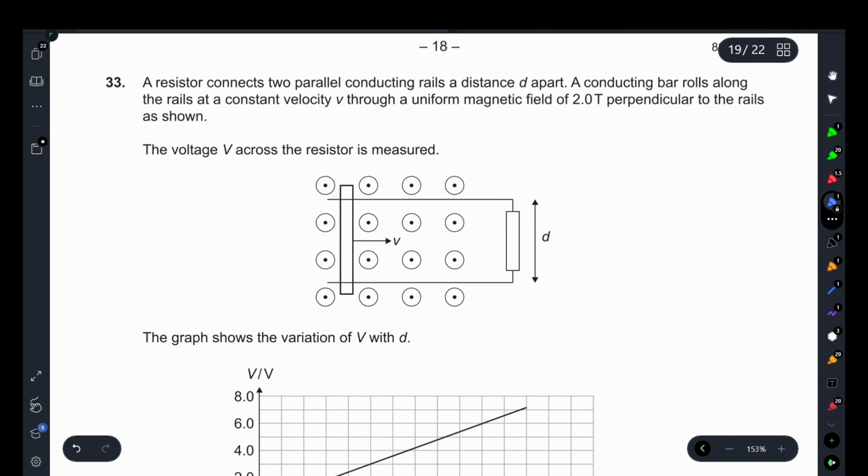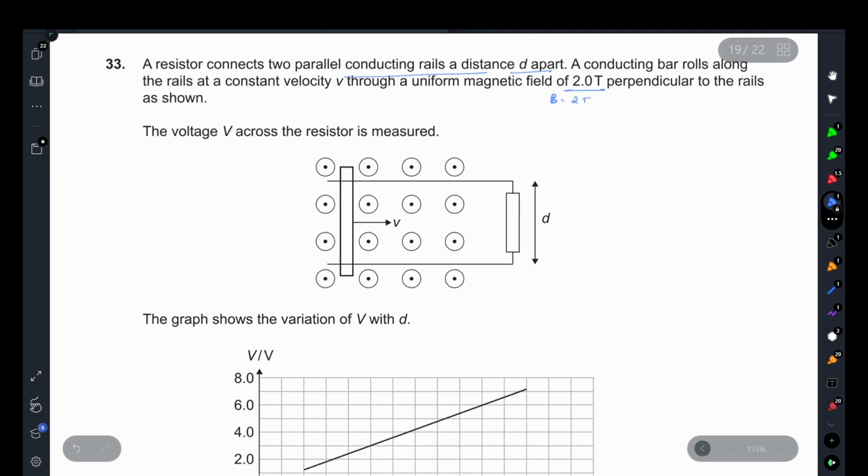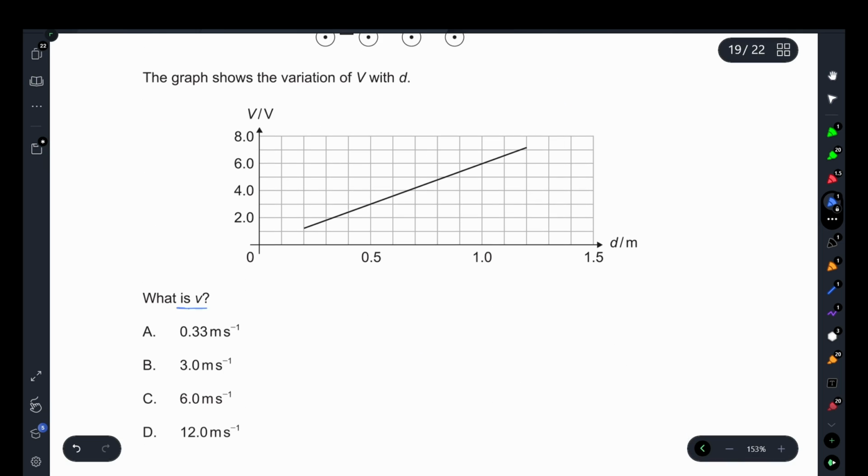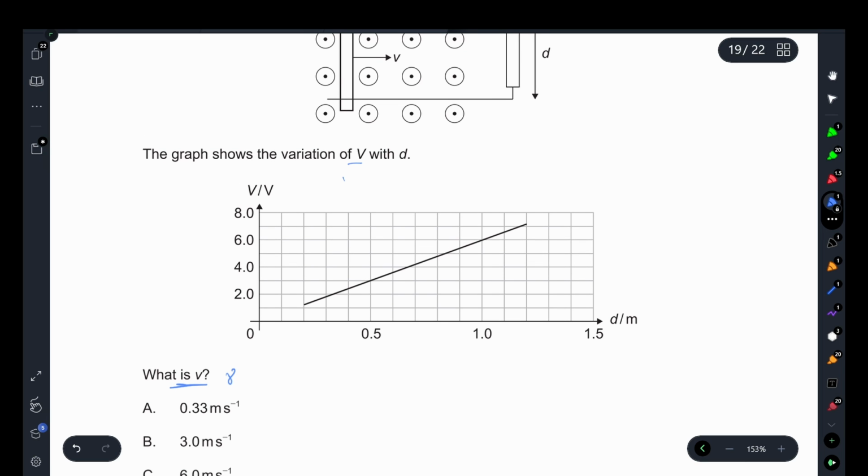Moving on to question number 33, a resistor connecting two parallel conducting rails with a distance d apart. A conducting bar is rolling along in a magnetic field of 2 Tesla. So let's think about what formulas we can use. First of all, let's find out what we're looking for. We are looking for the velocity, v. So for convenience, I'm going to write v like this with a gamma symbol because I don't want to mix up v and v.